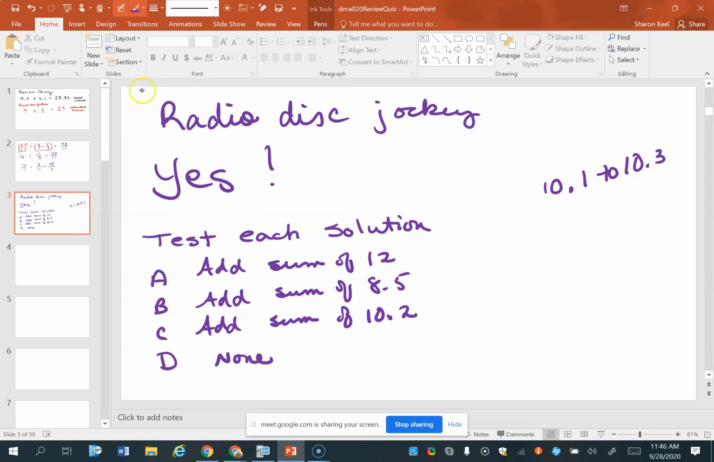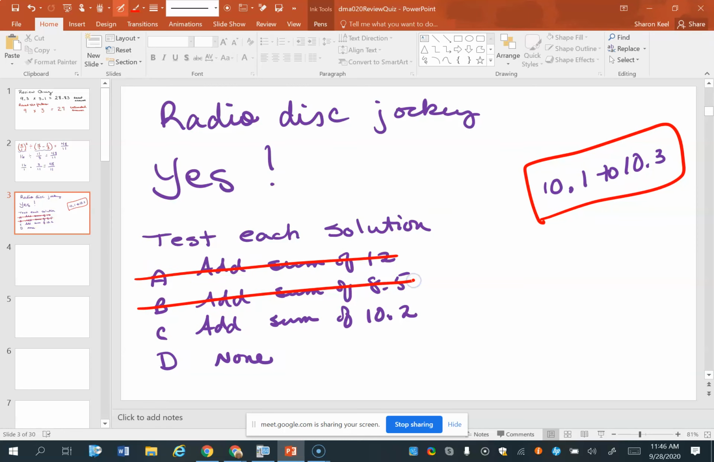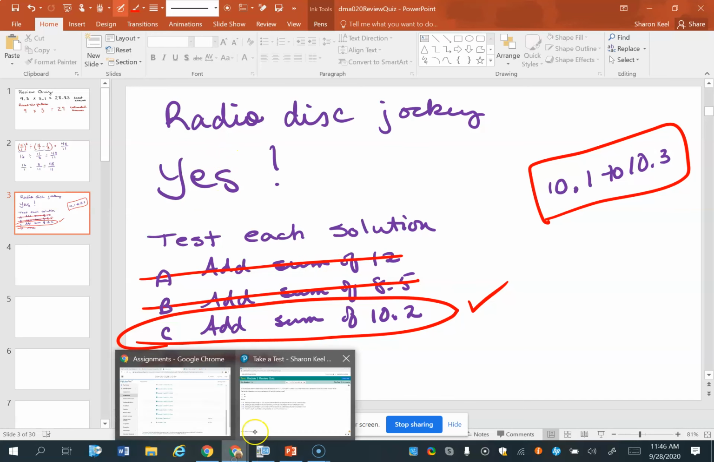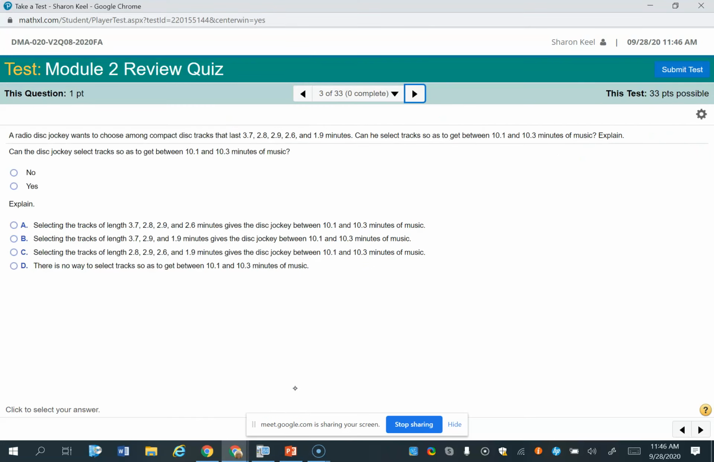So since we're looking for this range, A is not in the range, B is not in the range, C is not applicable because we did have a correct answer. So you're always going to have a yes solution, and then you want to test each of your scenarios to get the right solution.